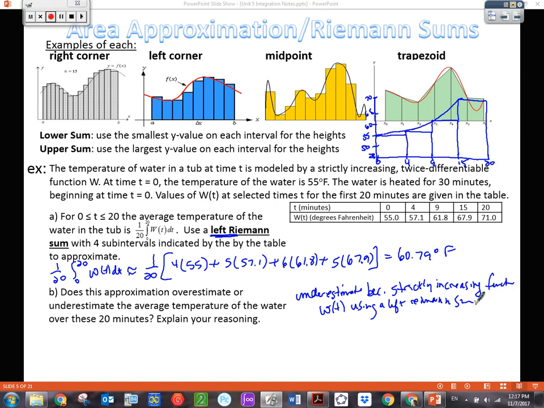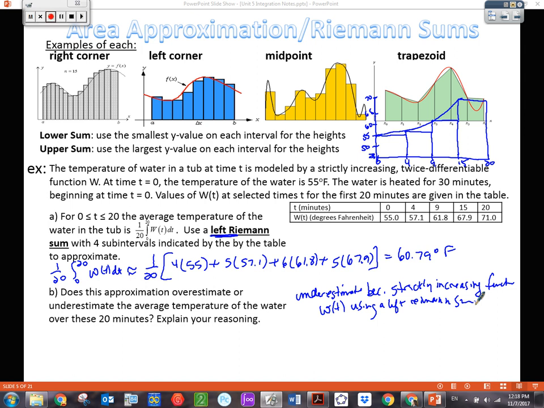Good question. If they ask us this question, they're either going to restrict the interval for us and say that it's strictly increasing or decreasing, or they're not going to ask us the question. They're never going to ask us the question if we have a mixed increasing and decreasing function unless they restrict it in some way, because we can only answer this question if it is strictly increasing or strictly decreasing. So they would restrict it or they wouldn't ask it.